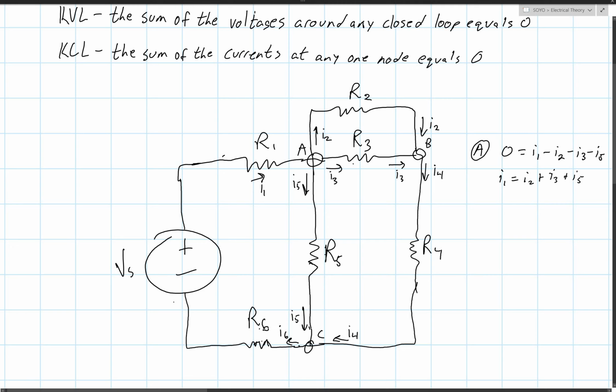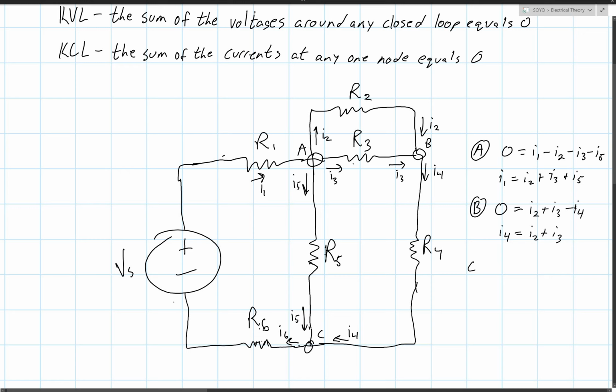So if we look at node B, we have 0 as well. It's always going to be 0 equals. Right now we see I2 and I3 are both coming into node B. So that's going to be I2 plus I3, and then we only have I4 coming out, so we subtract I4. And so I4 is equal to I2 plus I3. That's all there is to it.